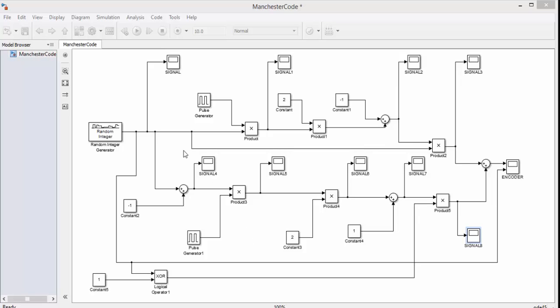Hello, today we will talk about Manchester code. What we know about Manchester code is that 0 is a half width between minus 1 and 1, and 1 is a half width also between 1 and minus 1.